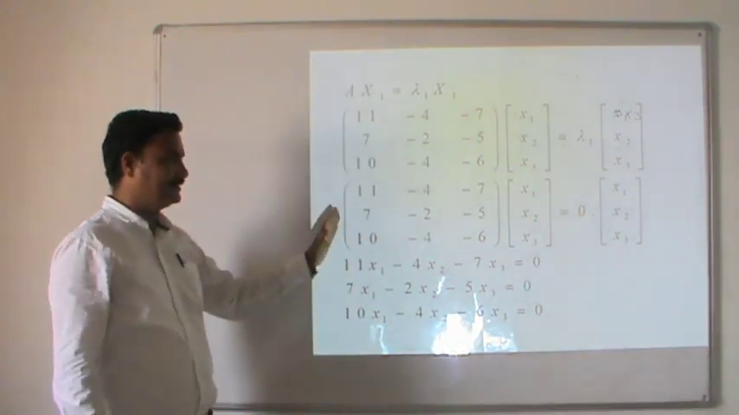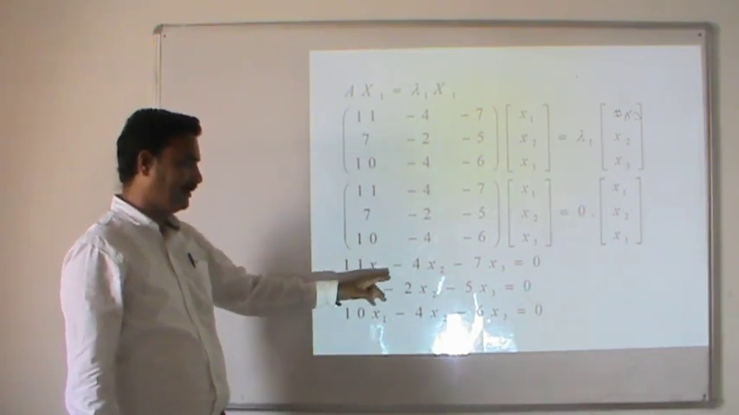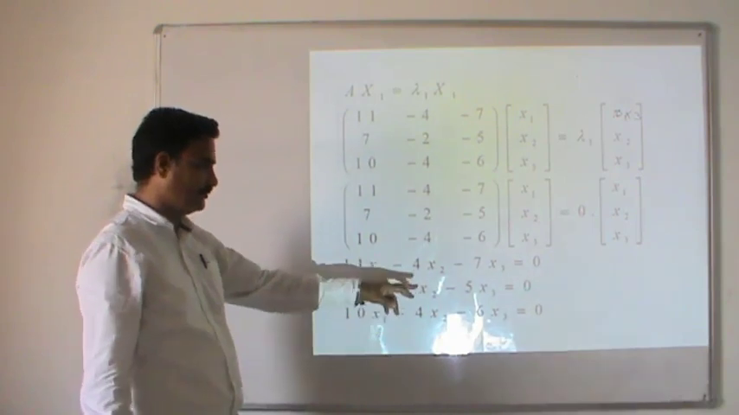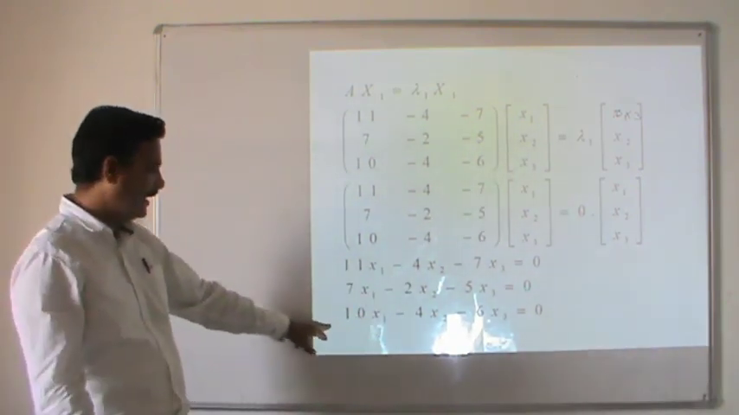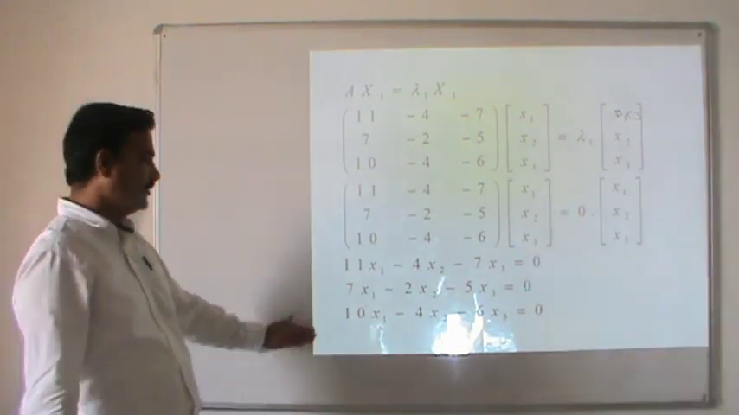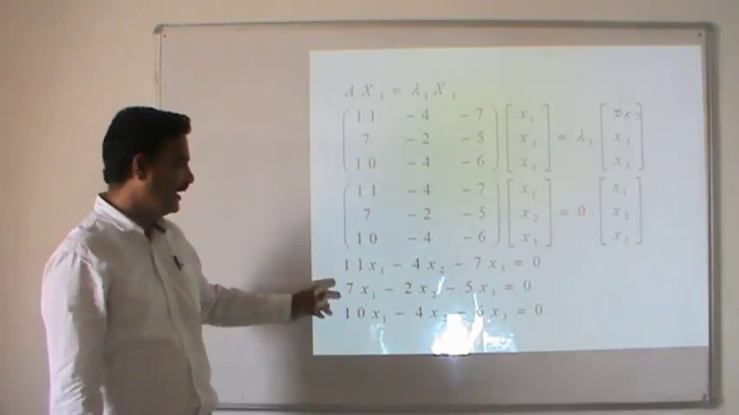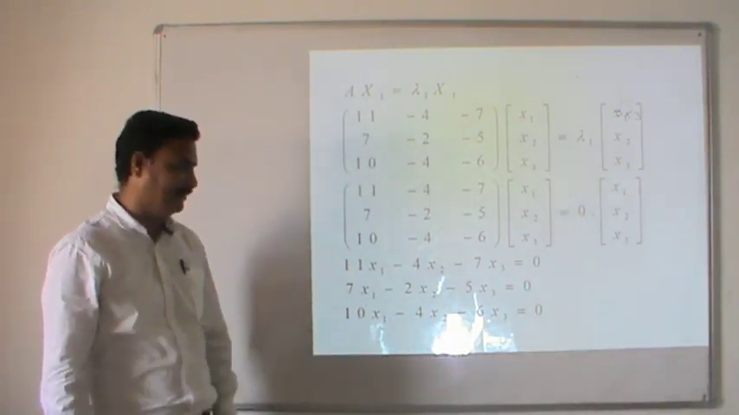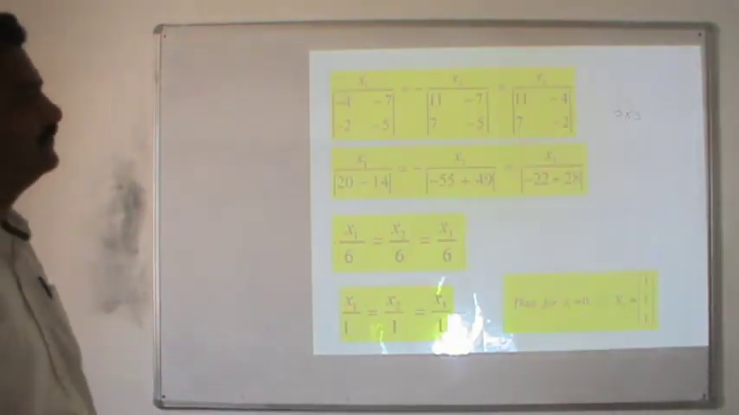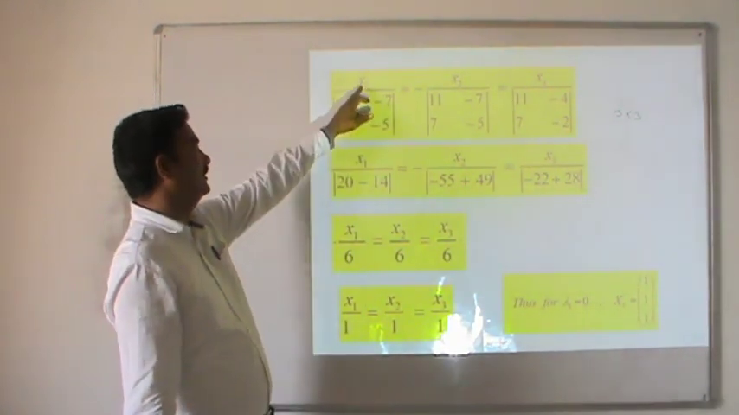After simplifying this system, we get three equations: 11x1 minus 4x2 minus 7x3 equals 0, 7x1 minus 2x2 minus 5x3 equals 0, and 10x1 minus 4x2 minus 6x3 equals 0. Out of these three equations, we use two equations only, and with the help of two equations, we can easily find all three unknowns x1, x2 and x3. This method we already discussed in the previous lecture.